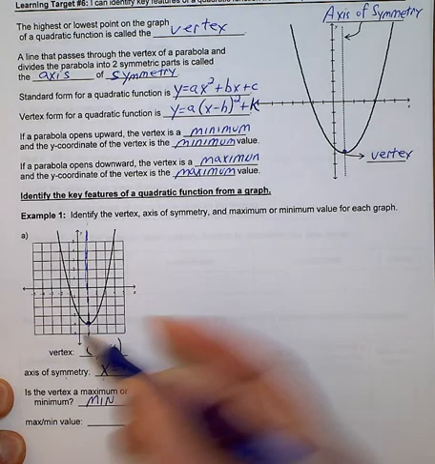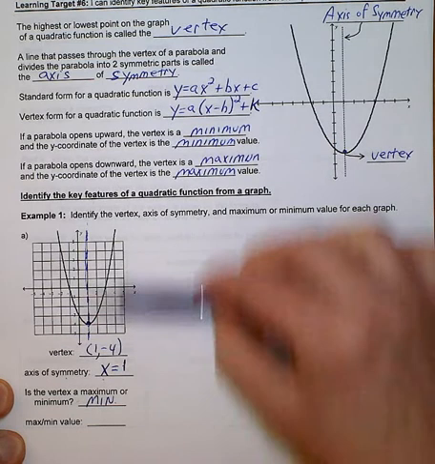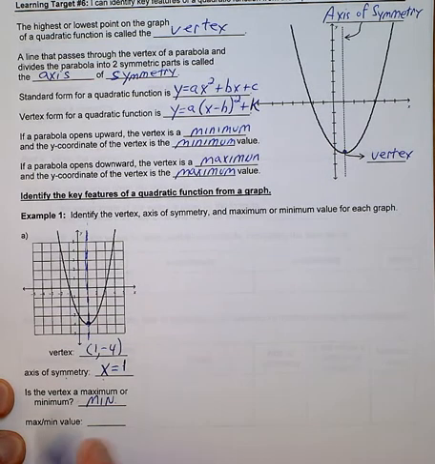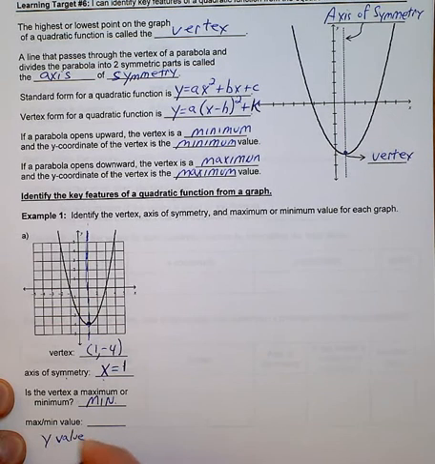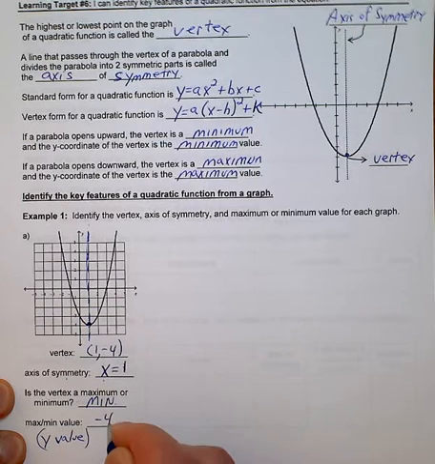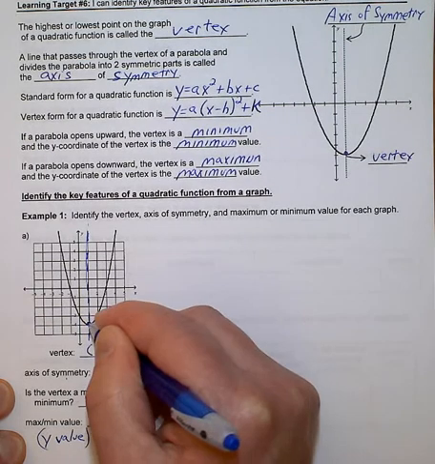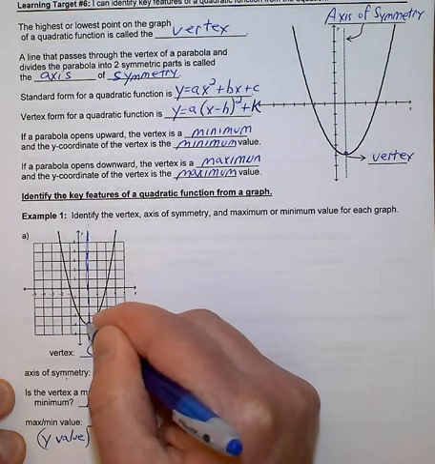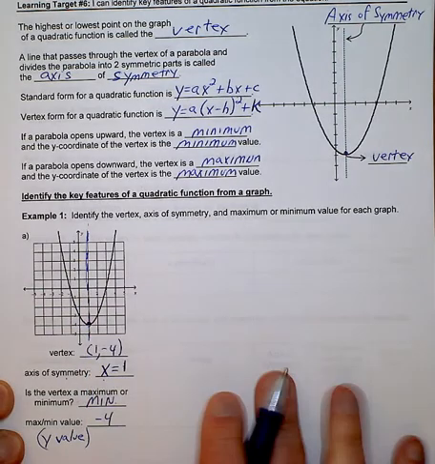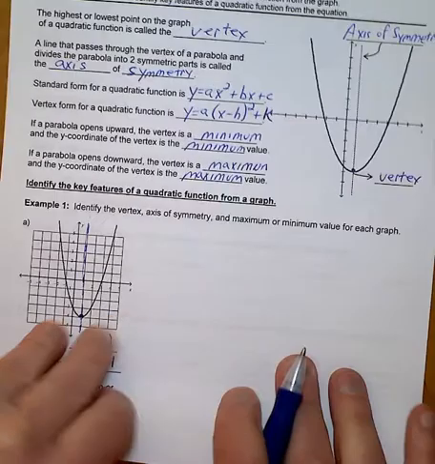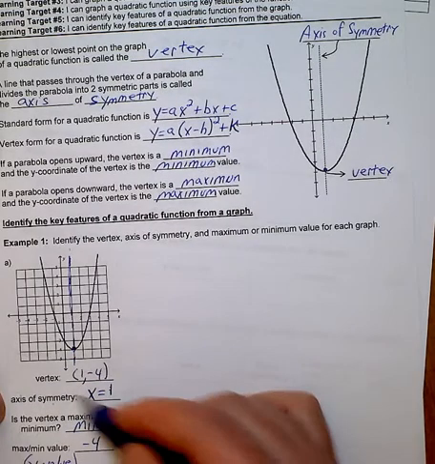And what is the minimum or maximum value? So they're looking for the minimum or maximum. When they're looking for min or max, we're looking for the y value. So the y value is what? Negative 4. It's a minimum. Doesn't go any lower than negative 4, but it goes higher. Alright. That's it for example 1. We got to identify those key parts of that parabola.